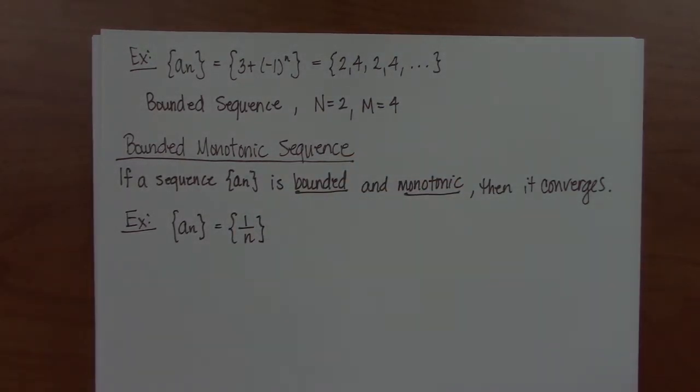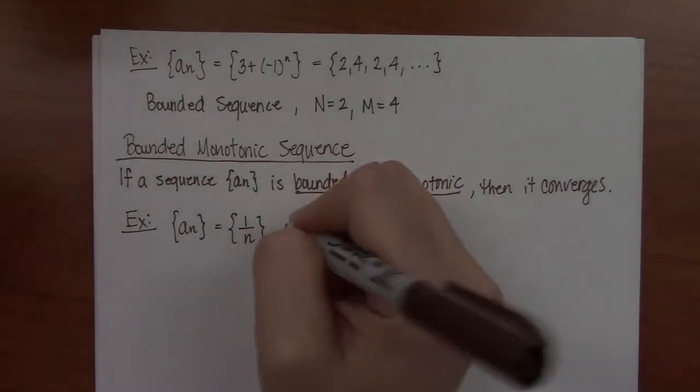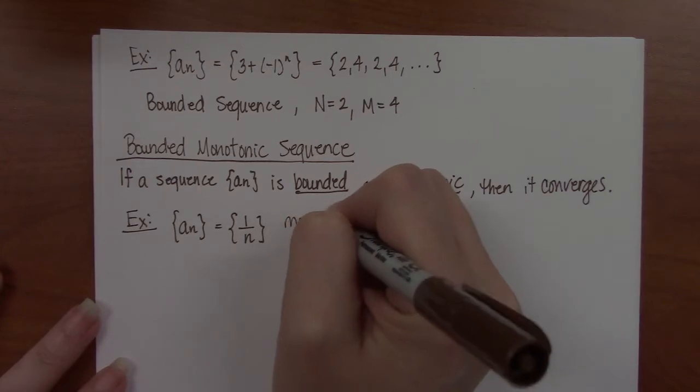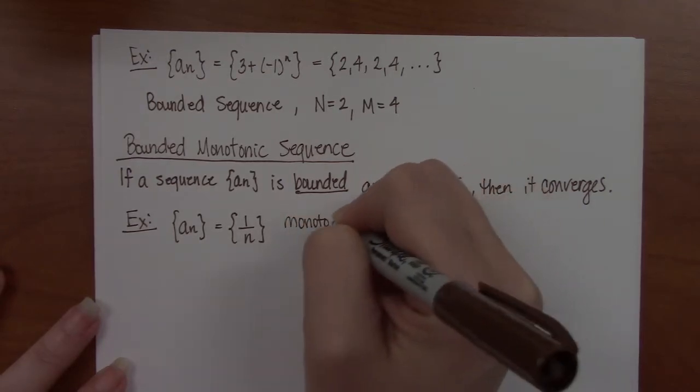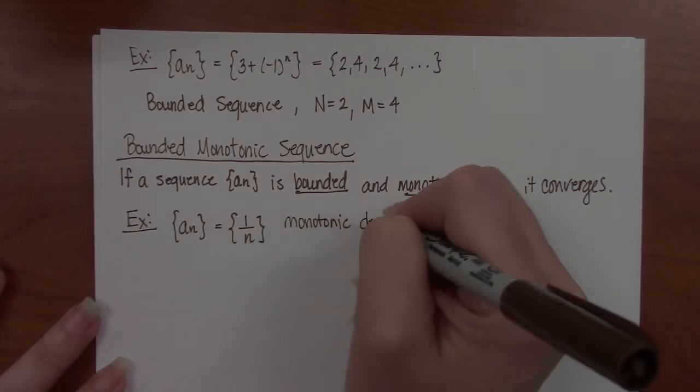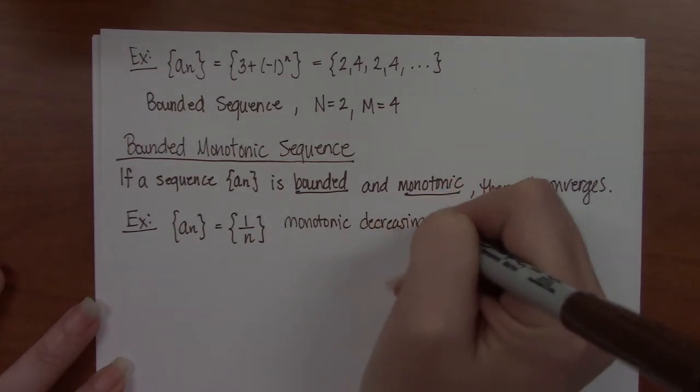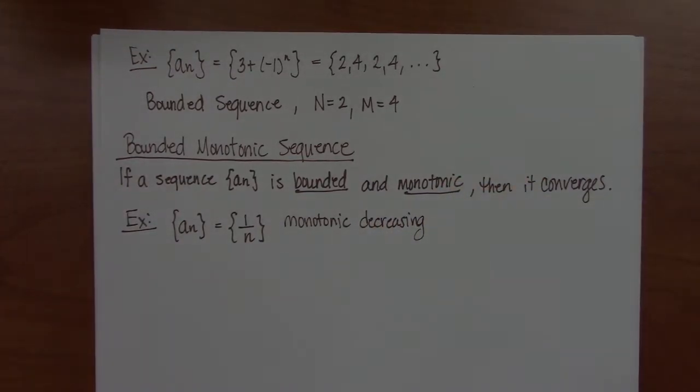So let's look at this guy. Is it monotonic? Which way is it going, up or down? Down, right? Start at 1, 1/2, 1/3, 1/4. It's definitely monotonic. Sometimes you can just tell by looking at them. It's monotonic, and we know it's decreasing.